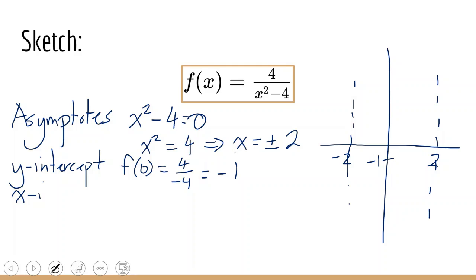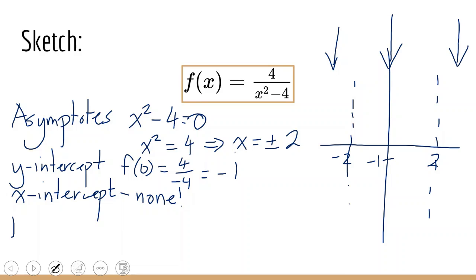For the x-intercept, this is when the function is equal to 0. However, since we have a constant at the top, this will never actually happen. So there is actually no x-intercept for this graph. Okay, and now let's go ahead and figure out what's actually happening in these three sections. Our graph has three main sections: the middle section, the section where x is less than minus 2, and the section where x is greater than 2.